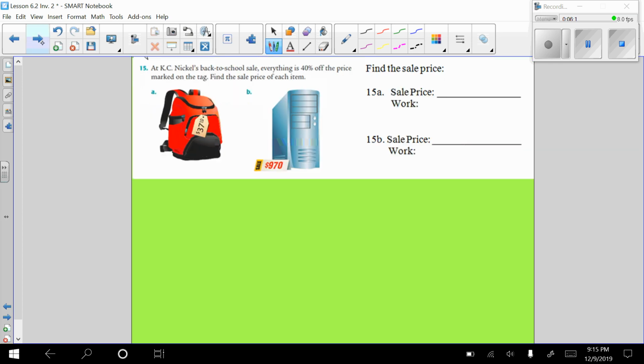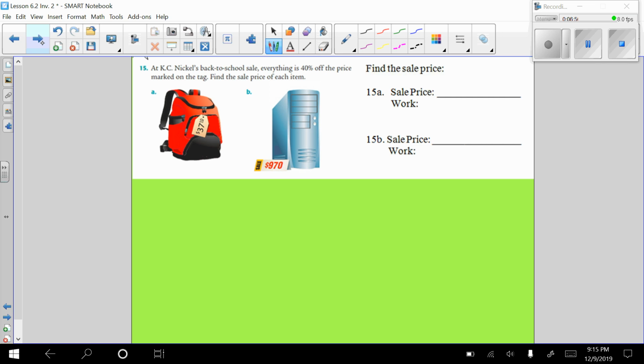Here's another one. At KC Nichols back to school sale, everything is 40% off the price marked on the tag. Find the sale price for each item. Well, the price on the tag for the backpack is $37.10. So we have to set that up. What is 40% of $37.10? That's the first thing that you need to do. So go ahead and write this out and see what you come up with. And then you can come back and check your work.